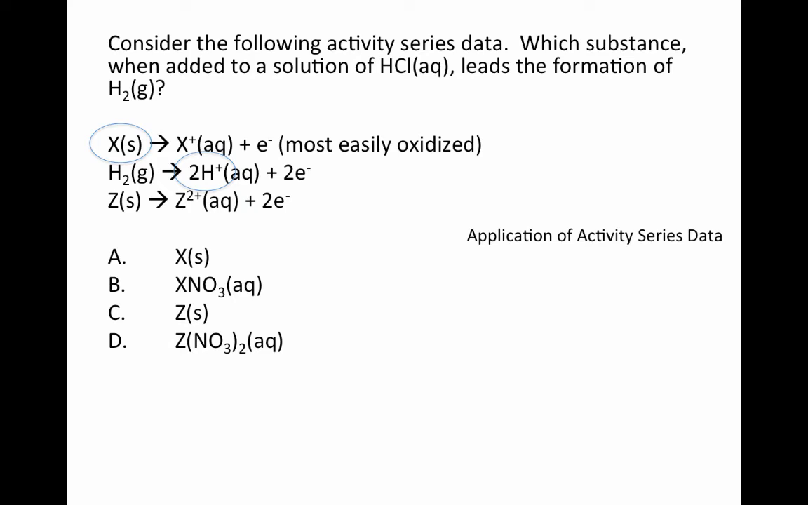It says that we can take metal X, which is a solid, and we're putting it in a solution of HCl. That's saying that we're putting it in a solution that has H plus present. So this is the comparison that we're making. Notice the metal is above the ion. The metal is, in this order, the most easily oxidized. At the bottom, most easily reduced.